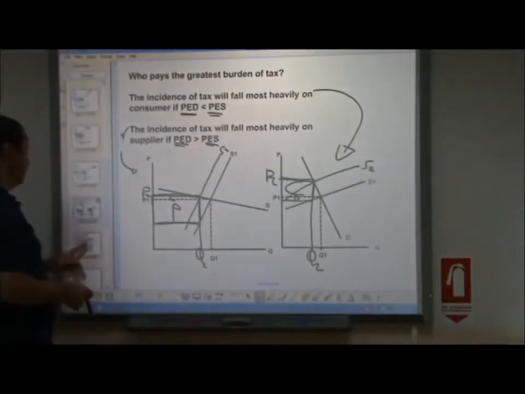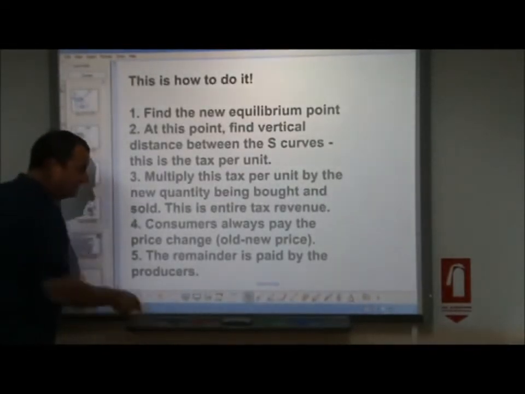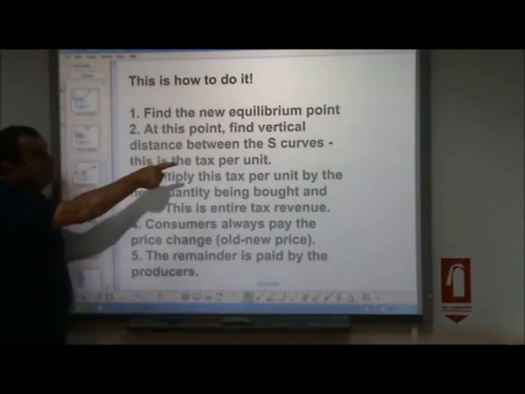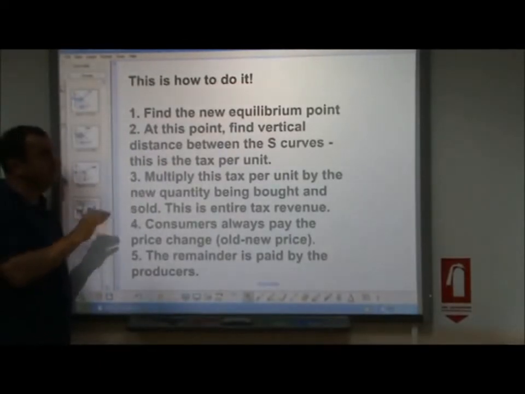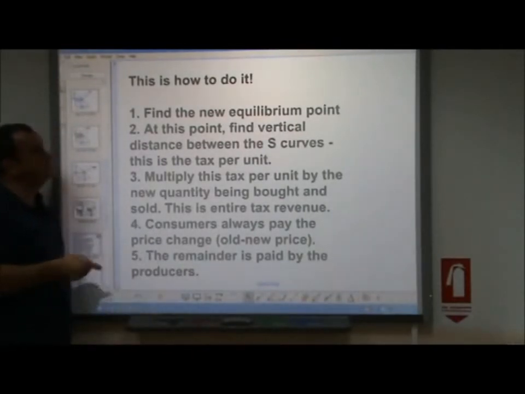Just to be sure that you know how to do that, look at this. This is how you go through it on a diagram. First, find the new equilibrium point once you've imposed the tax. Secondly, at this new equilibrium point, find the vertical distance between the supply curves. That is the tax per unit. Maybe that's what you have to find in a question. It's the vertical distance between the supply curves at the new equilibrium point.